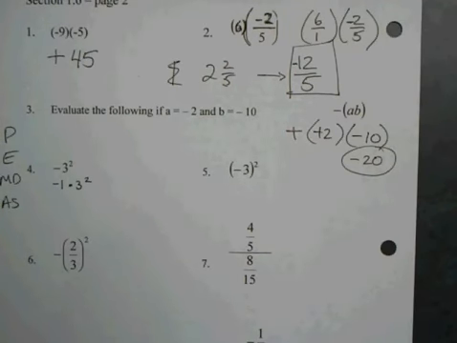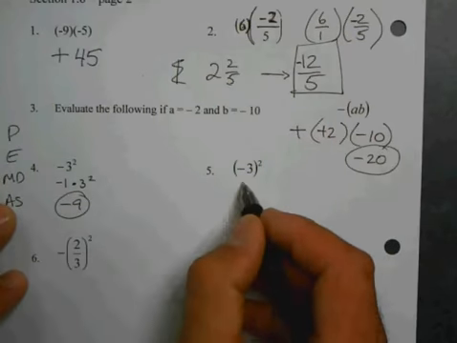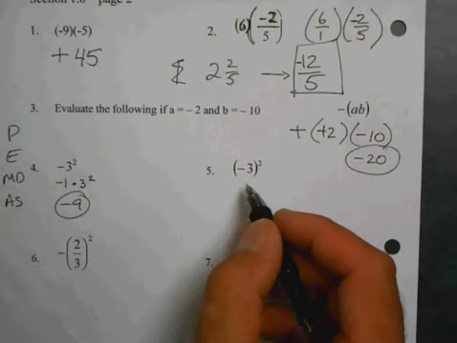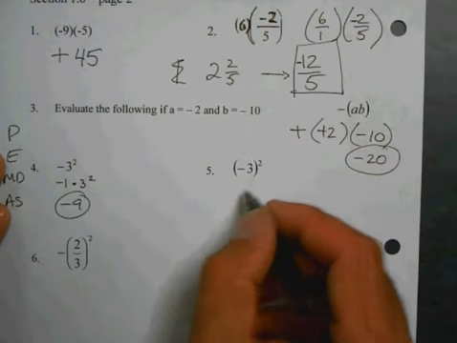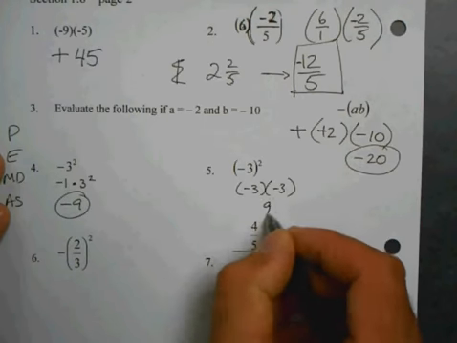Look at number 5. What's in parentheses? Negative 3. Now you have negative 3 squared. That's different. What's 3 squared, back to number 4? 9. What's negative 1 times 9? Negative 9. But what's negative 3 squared? What's negative 3 times negative 3? Now you can see the double negatives, and you can see it's positive 9.